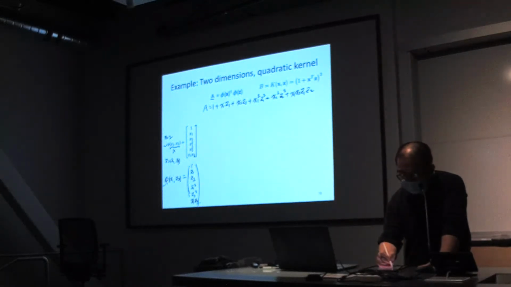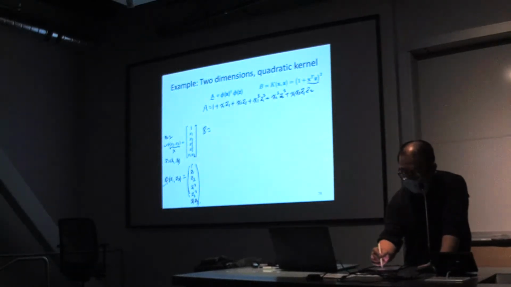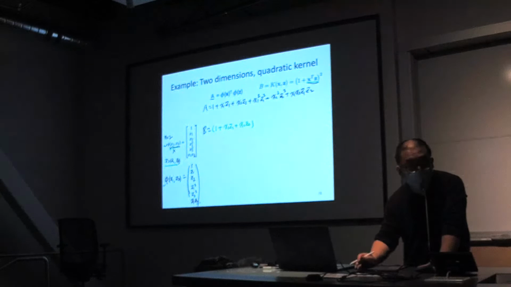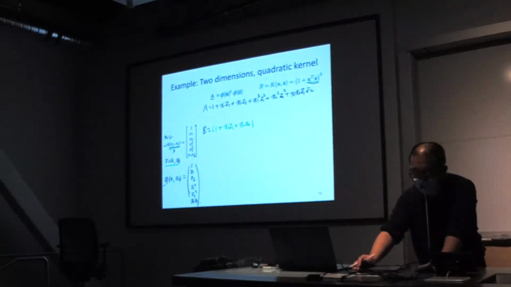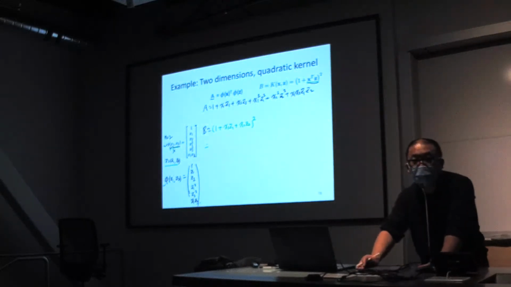To compute B, we never need to perform explicit feature mapping. Let me use another color. We first compute the dot product between x and z in the original feature space, which is 1 plus x1 z1 and x2 z2. Here is z, here is x. The inner product is simply x1 z1 plus x2 z2, and then you take the square. Now just expand this square summation.